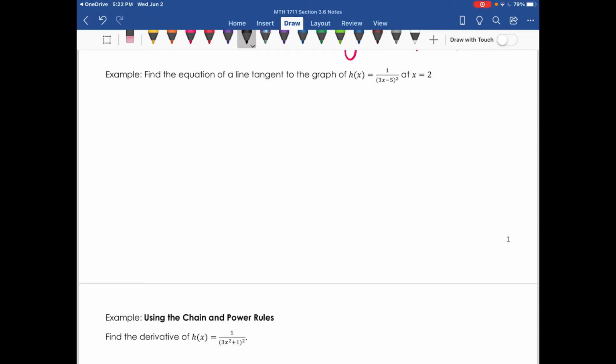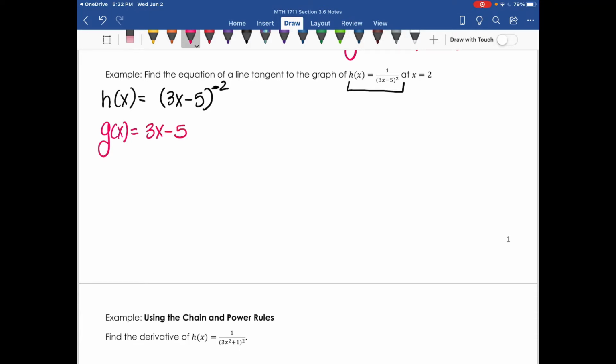Okay, for the next example, let's actually apply this to finding the tangent line. We're still going to go through the same process we have in the past with finding the derivative, evaluating it at that point to find the slope, and then going through that process. But now when we take the derivative, this is the case where we have a composite function. So if I rewrite h of x as, in parentheses, 3x minus 5 raised to the power of negative 2, that way we don't have to worry about the fraction and using the quotient rule.